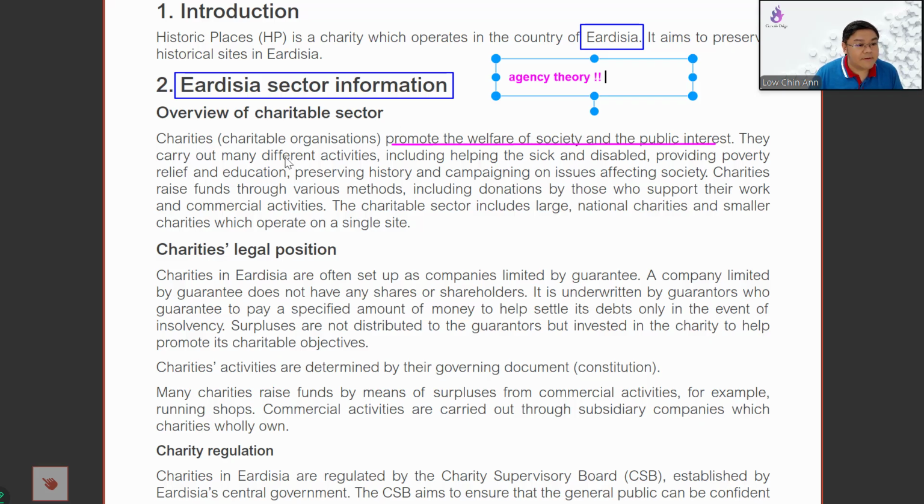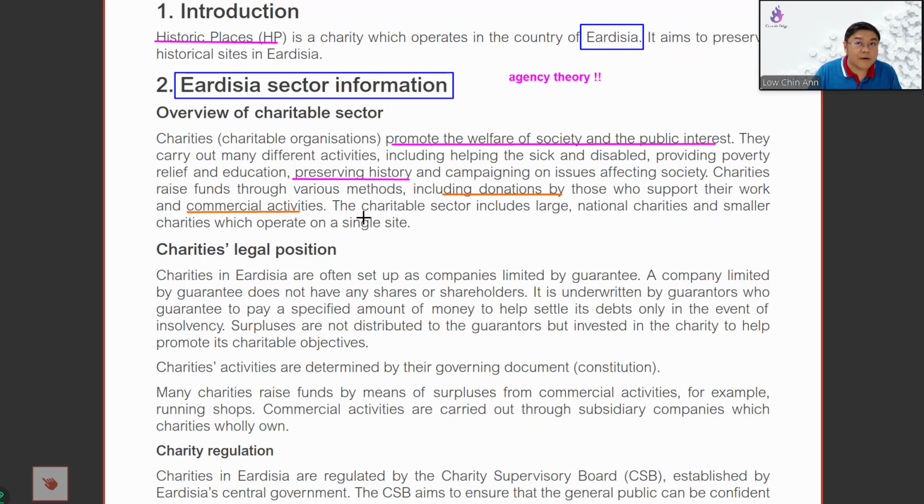Now they carry out many different activities like helping the sick and disabled, providing poverty relief, education, preserving history. I think this is what they are trying to relate to this particular entity here called Historic Places. Campaigning on issues affecting society. Charities raise funds through various methods. This is how they sustain themselves. They use donations by those who support their work, and they also do commercial activities.